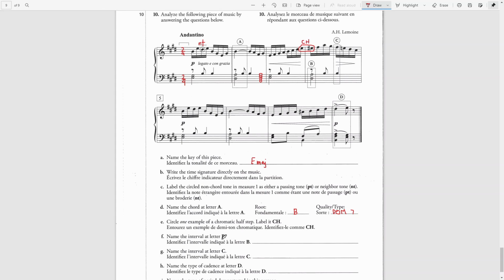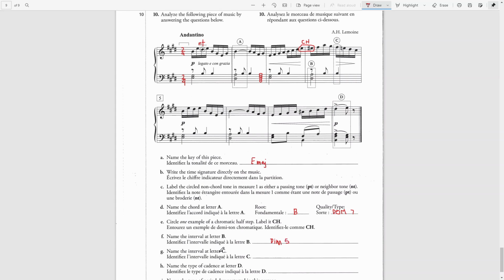Name the interval at letter B. Here we have a D sharp, don't forget there's a sharp in the key signature, and A. The size of this interval is a fifth. Since there is no such key as D sharp major, you have to first solve it in the key of D major, which would be a perfect fifth, and then add the sharp, making the distance between them smaller, so this will be a diminished fifth.